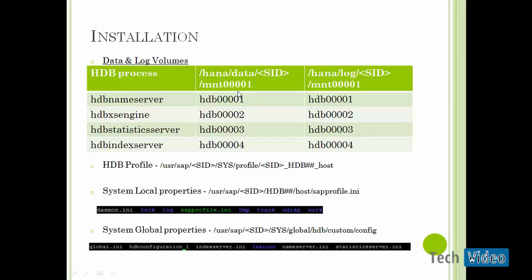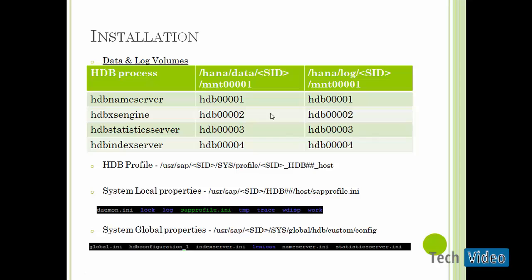Note that in a multi-node system there would be only one statistics server and only one access engine in the entire system. That would probably be in the first host installed. So from the second host we will just have the name server and the index server data and log volumes respectively.